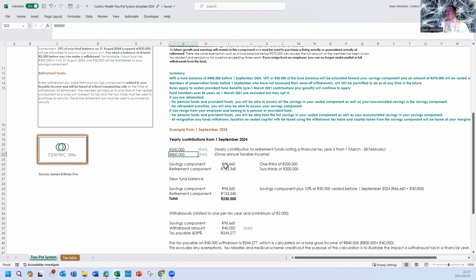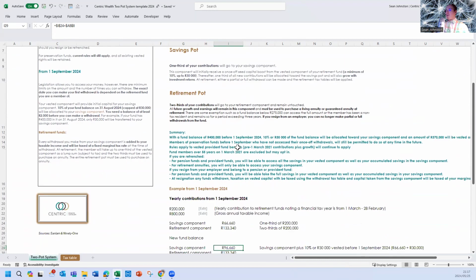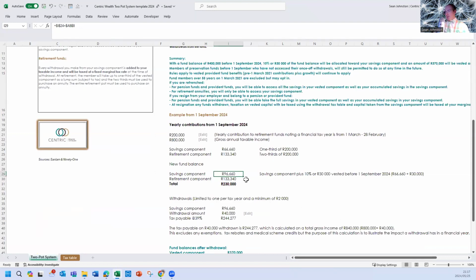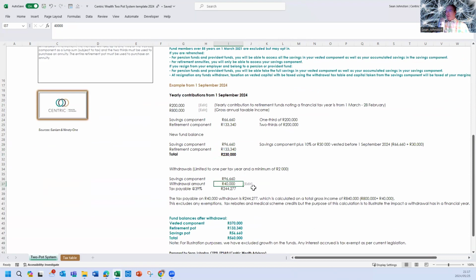You get there now. So of the contribution of 200,000 Rand, 1/3 goes to 66,660 and 2/3 is 133,340. Add those two together and you get 200,000. The new fund balance is the 66,660 plus the 30,000 that's taken from the seed capital, which is shown over here. And any amount you put in here, by the way, it's going to do the calculation for me. There are a few formulas in here. So it's 66,660 plus 30,000, which gets to 96,660, plus the time components. If you made a withdrawal during that year, remember it's over 2,000 Rand, you will limit it to one.